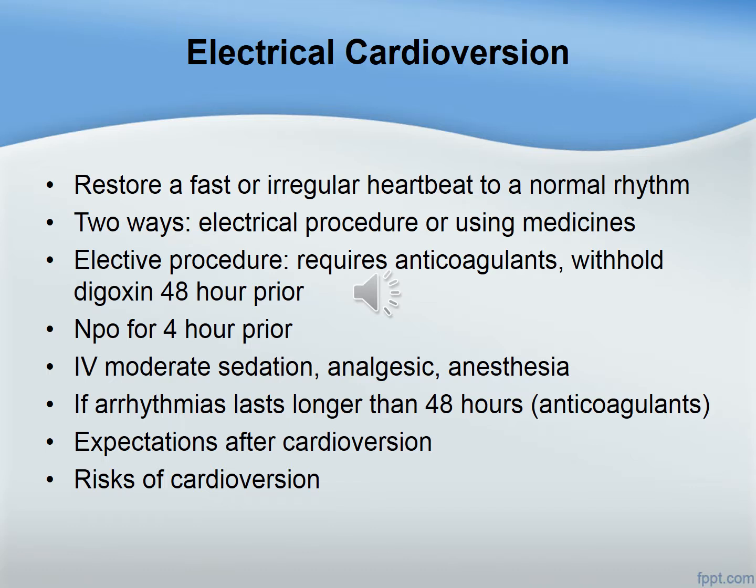The patient should be NPO for 4 hours prior to the procedure. The patient will receive IV moderate sedation, analgesic, or the patient may need anesthesia. If the arrhythmia lasts longer than 48 hours, they will give anticoagulants or administer them afterwards because the patient is at risk for an embolus or clot. We need to monitor the patient for signs and symptoms such as sudden shortness of breath, neurological changes, headaches, visual changes, and motor sensory disruption.